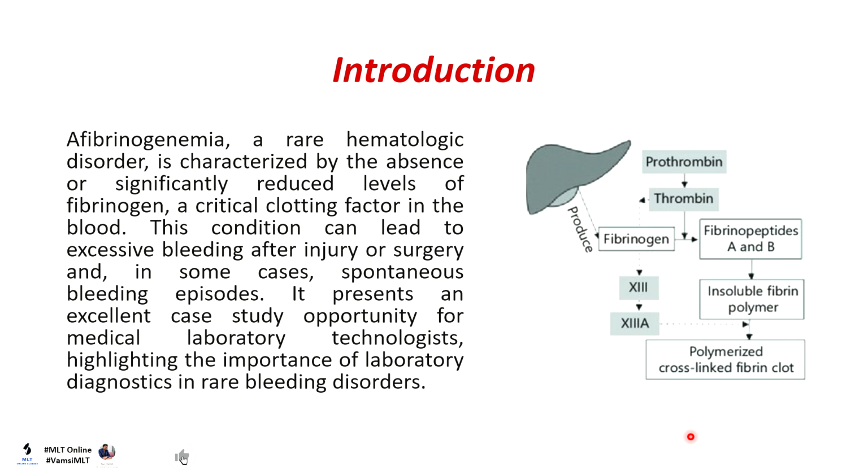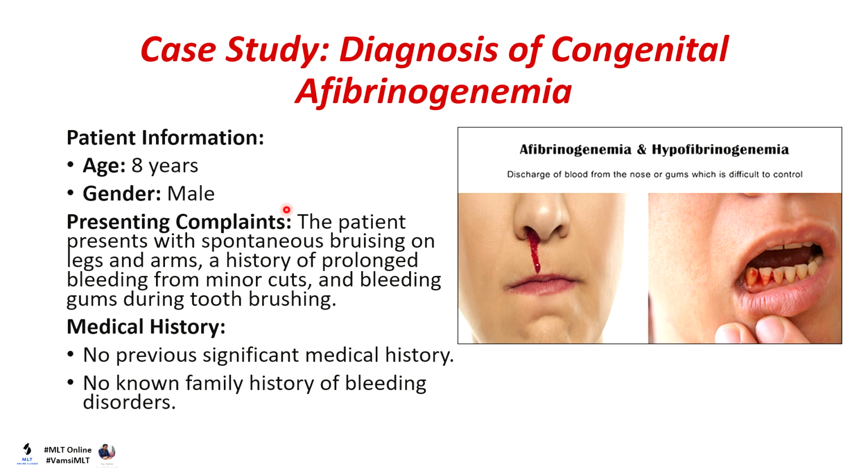So afibrinogenemia is a rare hemorrhagic disorder characterized by absence or significantly reduced levels of fibrinogen, a critical clotting factor in the blood. This condition can lead to excessive bleeding after injury or surgery, and in some cases spontaneous bleeding episodes. It presents an excellent case study opportunity for medical lab technologists, highlighting the importance of laboratory diagnosis in rare bleeding disorders. In this case study, the patient is 8 years old and male.